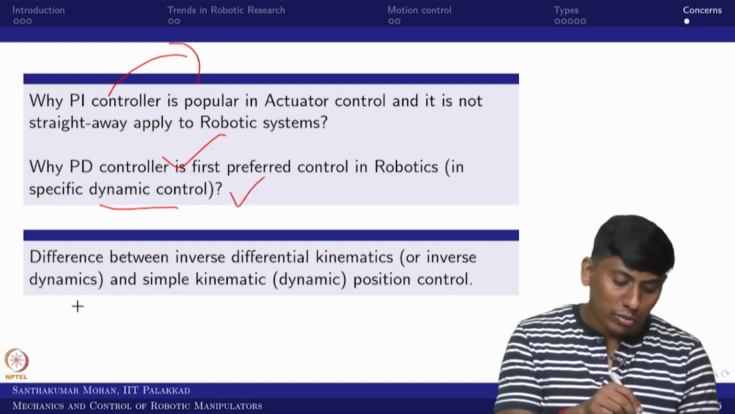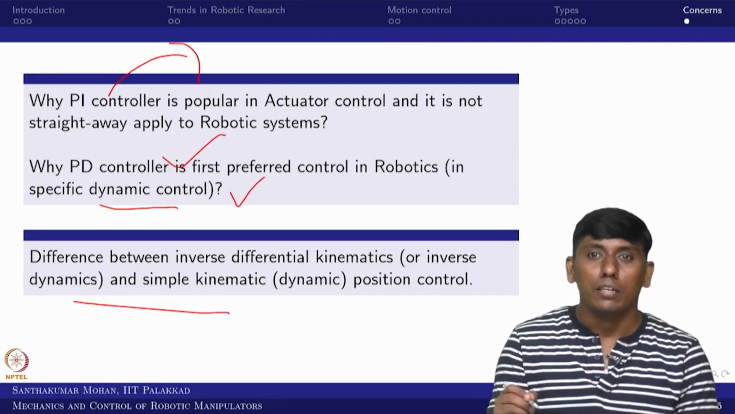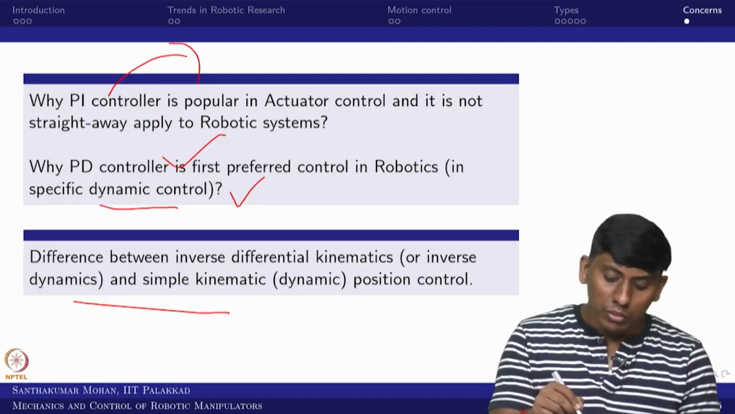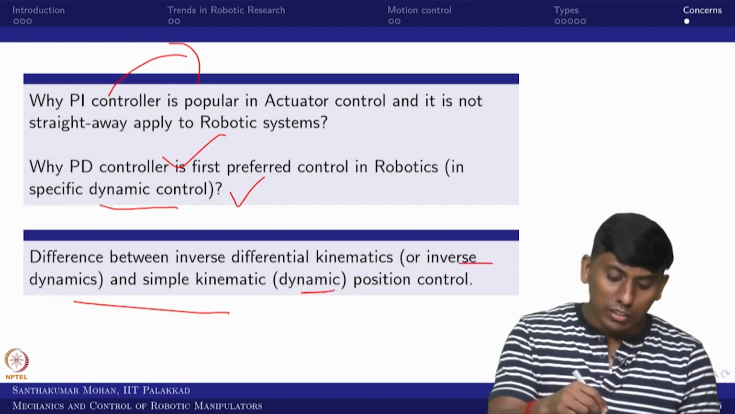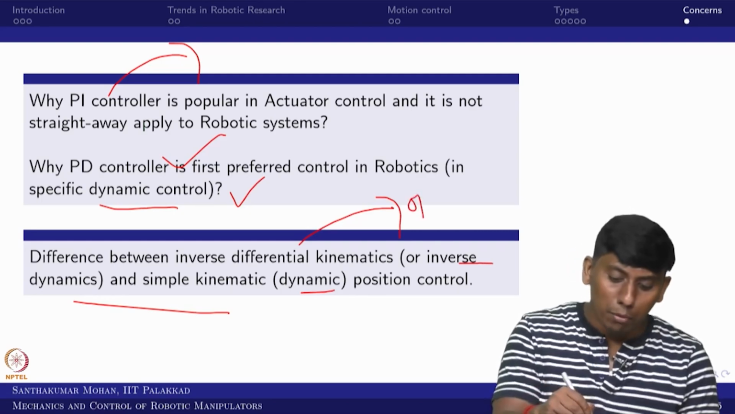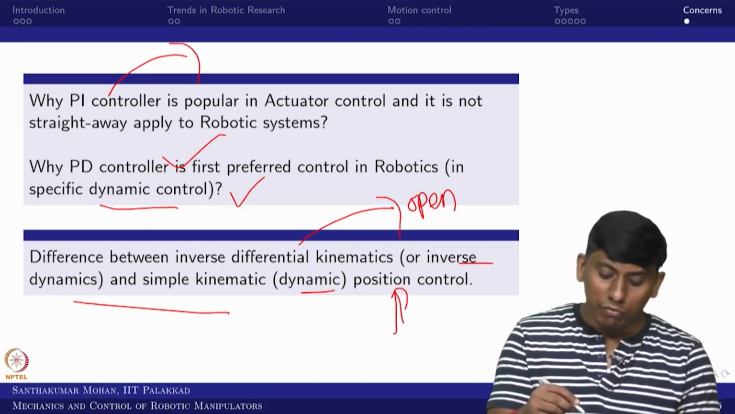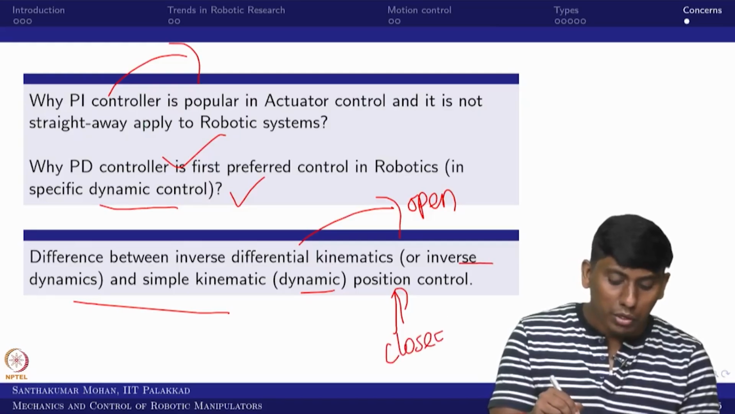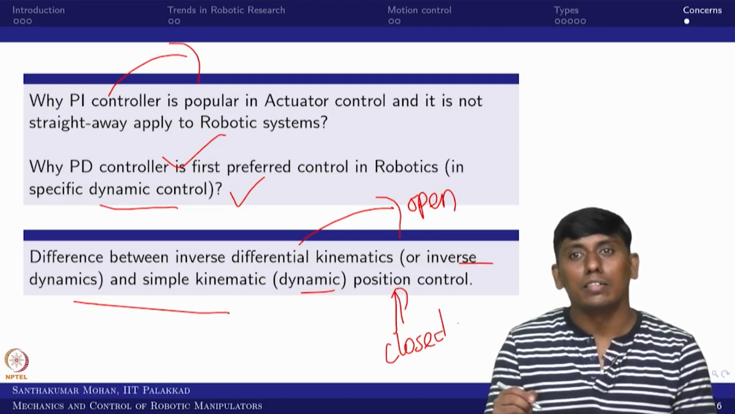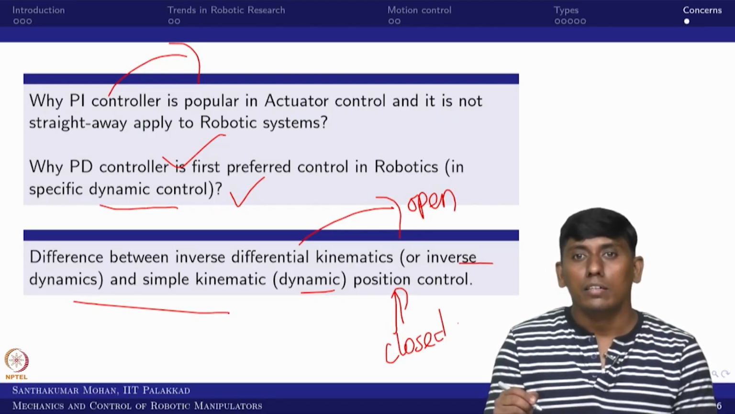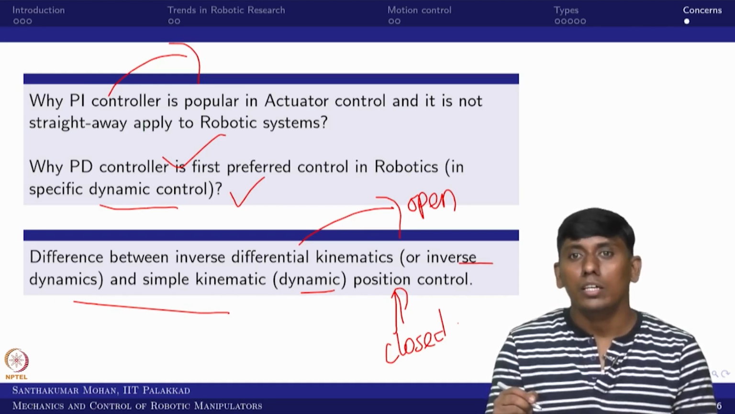The second part is what is the difference between inverse differential kinematics and kinematic position control. You already know, and similarly you can talk about inverse dynamics and dynamic position control. This is feed forward, in the sense a simple open loop, whereas position control or motion control is closed loop. So inverse differential kinematics or inverse dynamics is a feed forward control, whereas kinematic or dynamic position control is feedback control. That's what we should know.